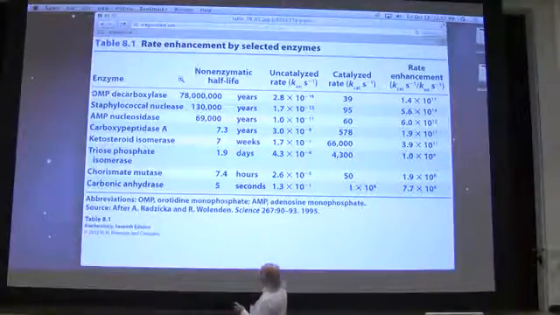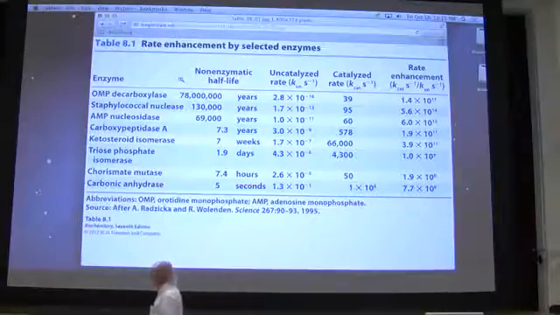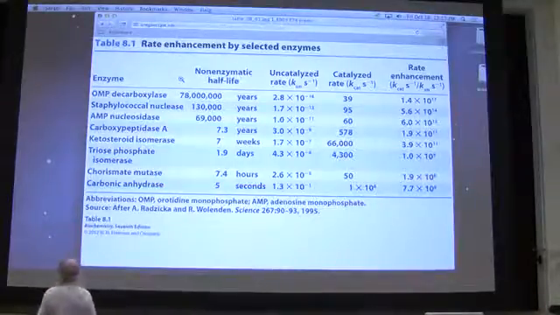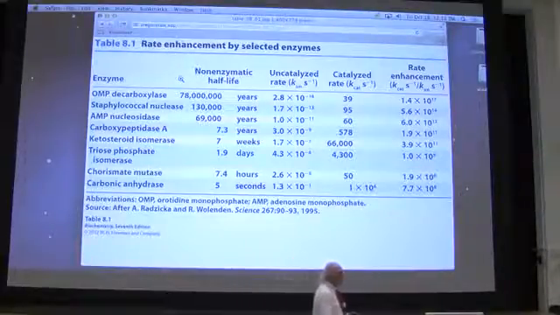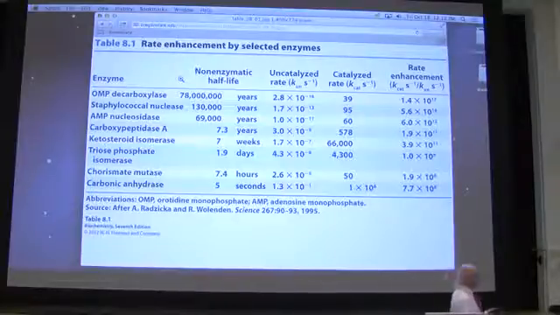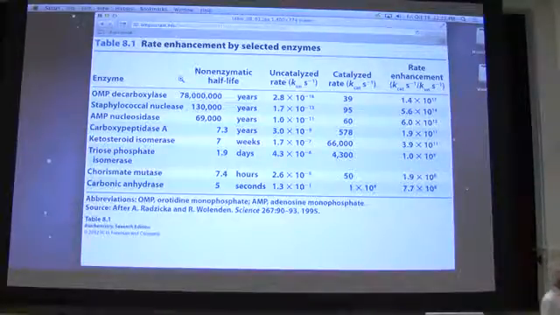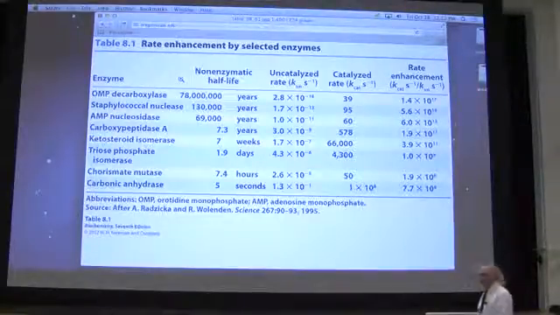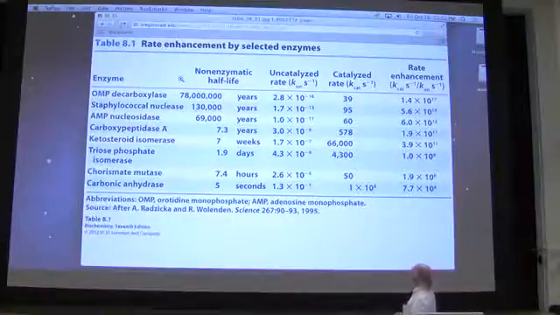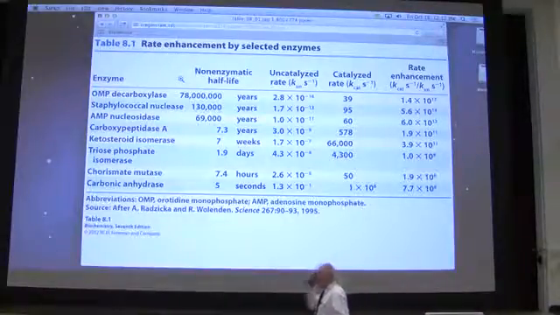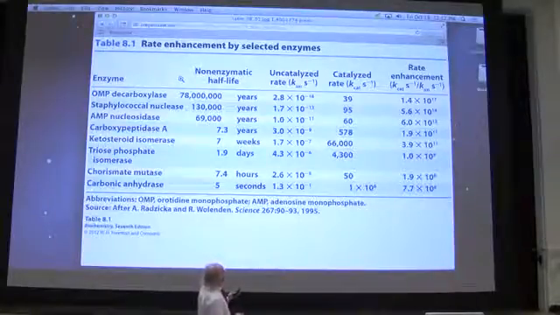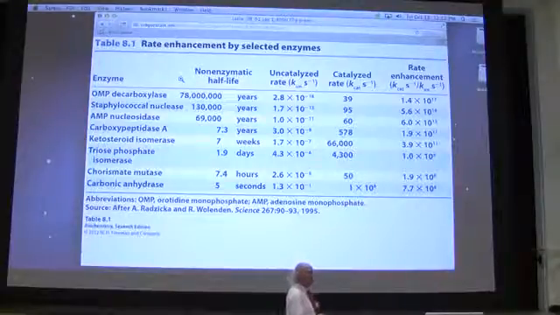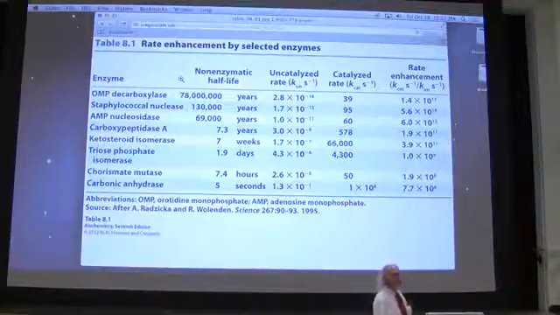So here's an enzyme called OMP decarboxylase. We'll talk about it next term when we talk about how nucleotides are made. This enzyme catalyzes a reaction that, if we were to look at the same reaction in the absence of the enzyme, the half-life of that reaction would be 78 million years. Now, when we add the enzyme to the solution, the enzyme catalyzes the reaction at the rate of 39 molecules of product per molecule of enzyme per second.